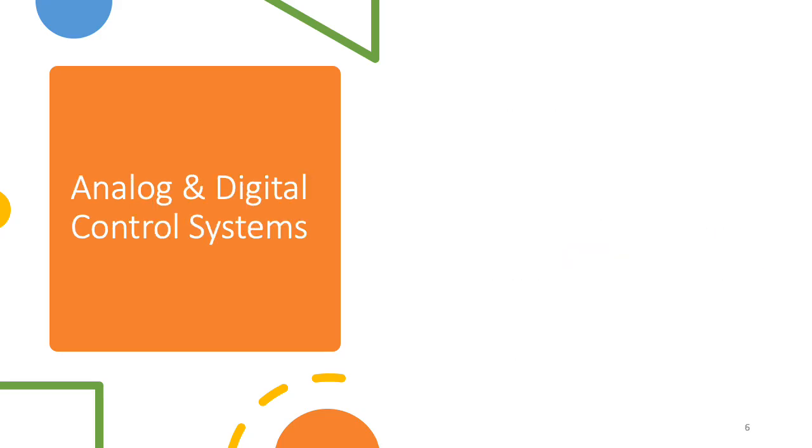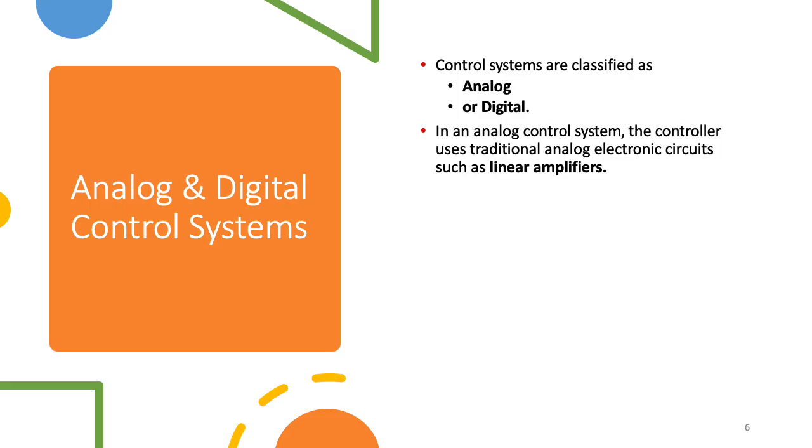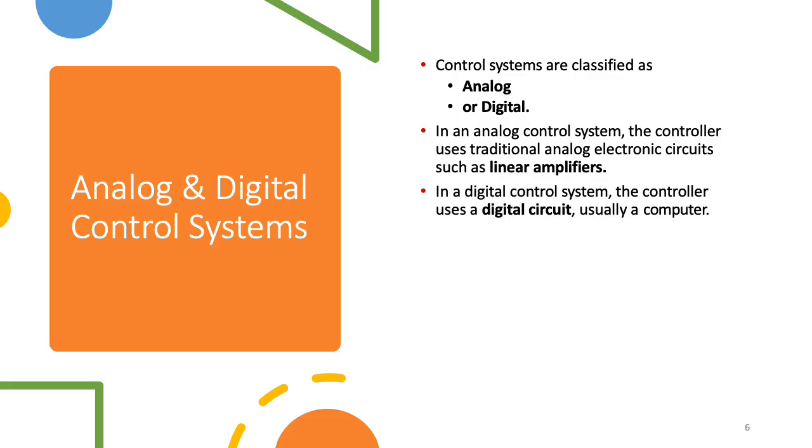Control systems are classified as analog or digital. In an analog control system, the controller uses traditional analog electronic circuits, such as linear amplifiers. In a digital control system, the controller uses digital circuits, usually a computer.